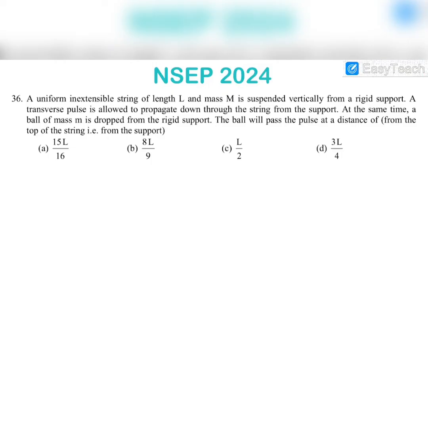In this question, you can see that there is a uniform string of length L. Let us draw the string, and mass of the string is m. So it is supported by a rigid support from the top, and a transverse pulse is allowed to propagate down the string from the starting point. At the same time, a ball of mass m is dropped from the top of the support, and this ball will overtake the pulse at a distance of x from the top, and we have to find that distance x.